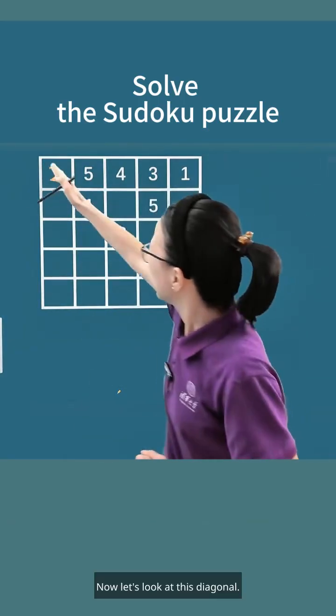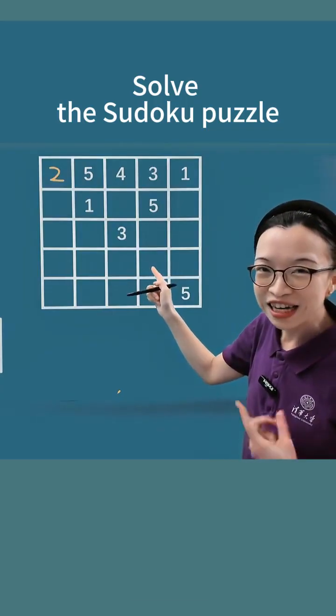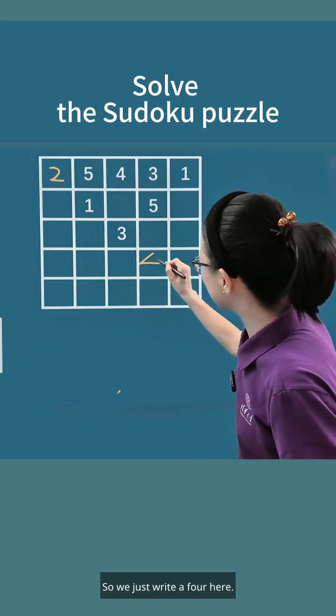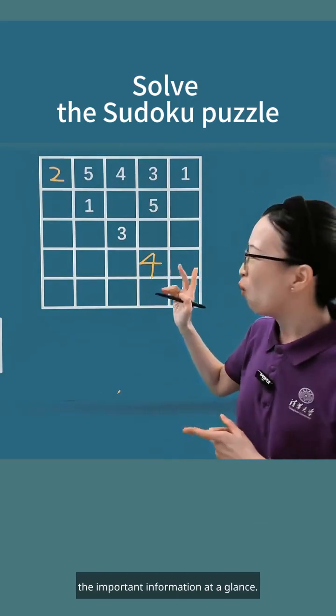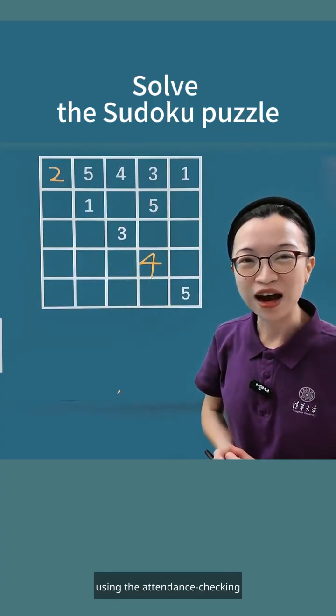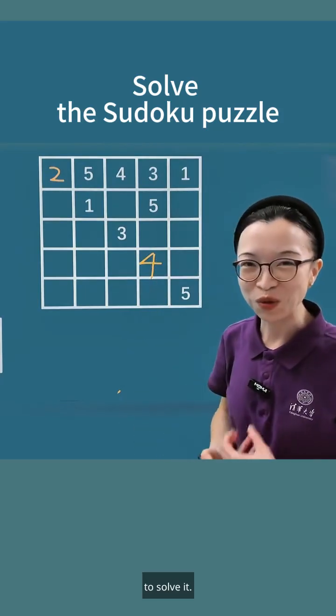Now let's look at this diagonal. There are also 4 numbers here. So what number should I write in this empty spot? Who's missing? 1, 2, 3, 5. So 4 is missing, right? So we just write a 4 here. With the attendance checking method, we can quickly find the important information at a glance. But you'll notice that just using the attendance checking method isn't enough, because if there's not much information, we won't be able to solve it.